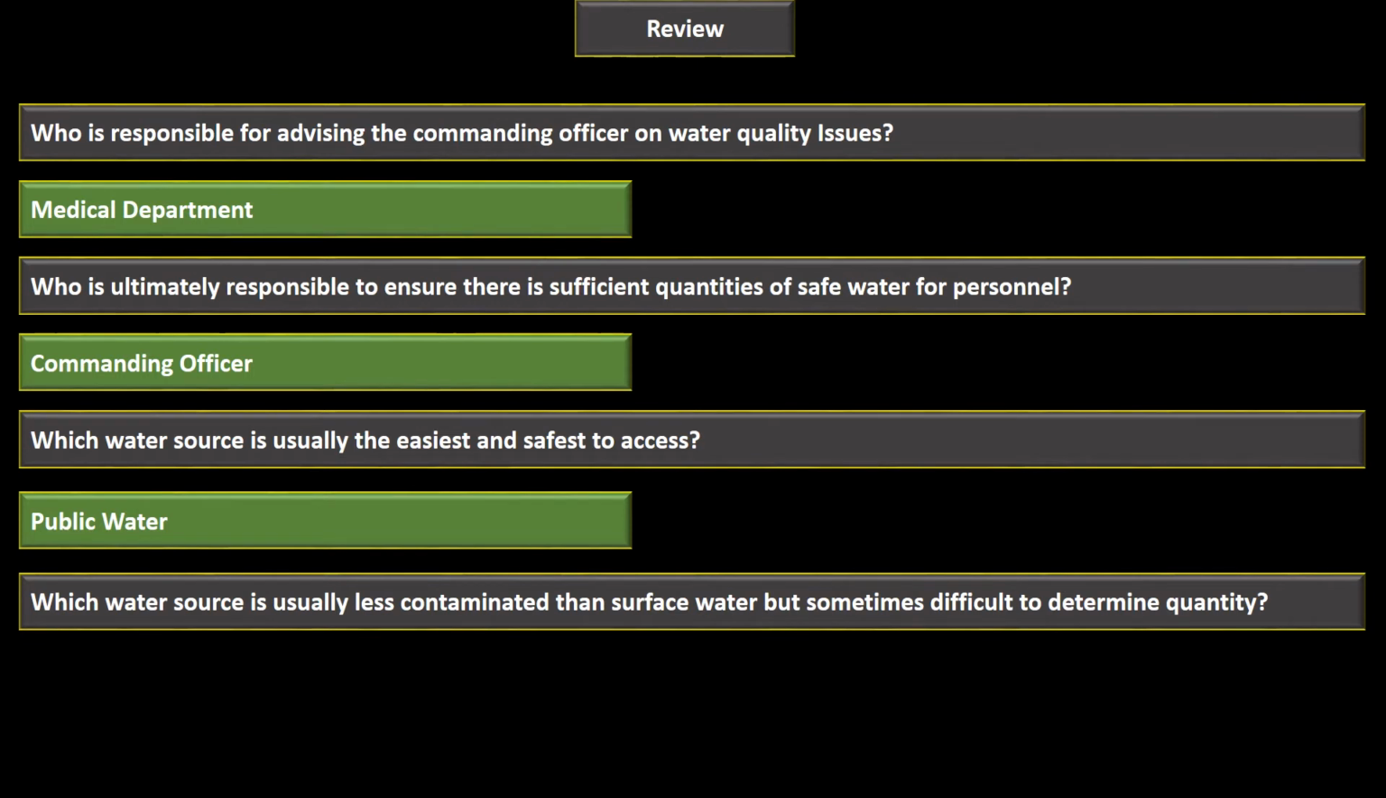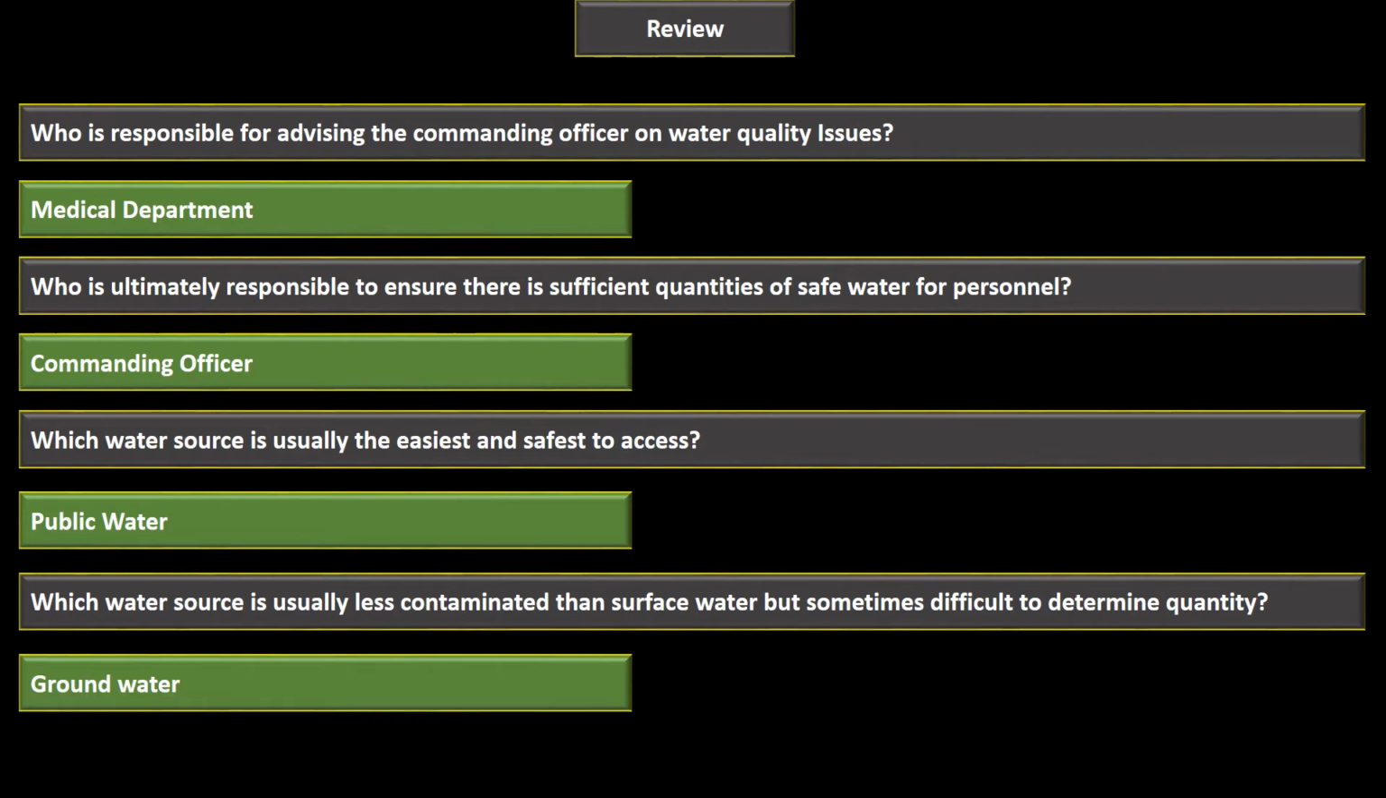Which water source is usually less contaminated than surface water, but it's sometimes difficult to determine the quantity? All right, so it's usually less contaminated than lakes, rivers, and streams, but it's harder to get an idea of how much we've got, and that's going to be your groundwater.